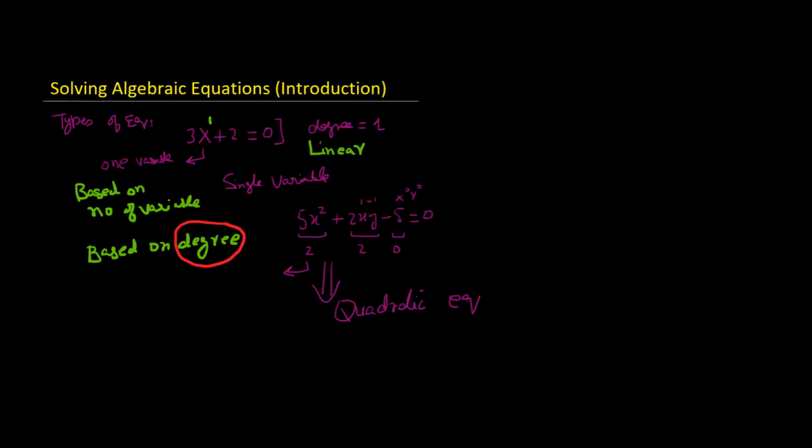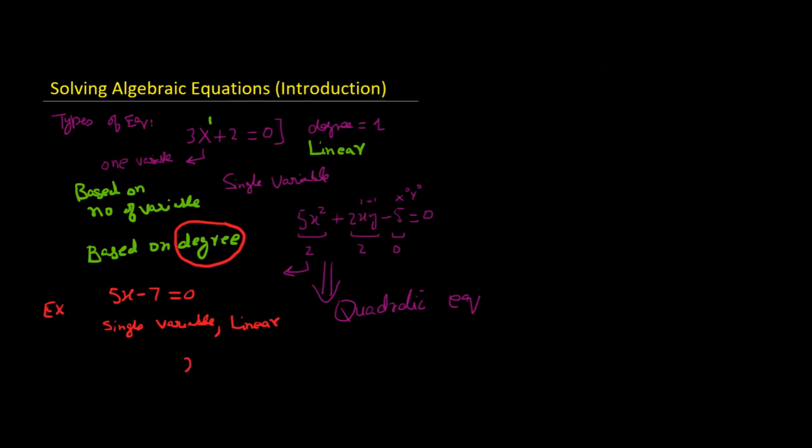So let me take another example and we try to define what type of equation this is. 5x minus 7 equals 0. So this is a single variable equation, and also linear, because the maximum exponent is 1. So it is a single variable linear equation.